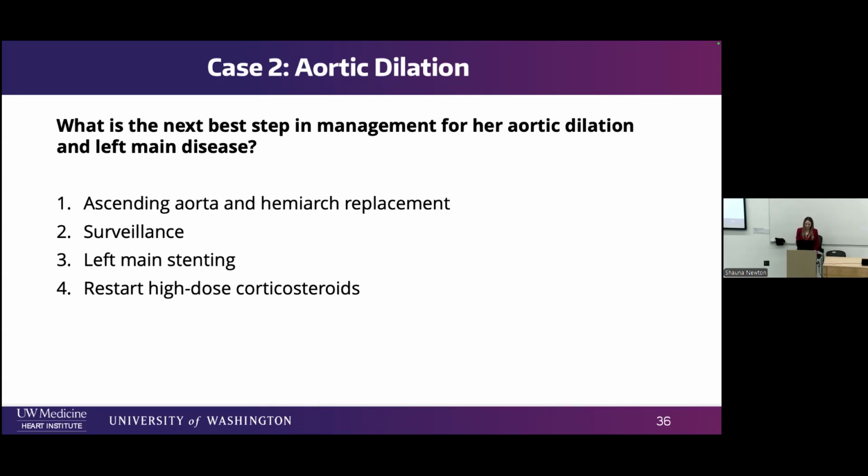So I'll go ahead and show the poll results. We have 33% of people saying that she should undergo surgery, get an ascending aorta and hemiarch replacement. No one wants to do surveillance. 17% want to do some left main stenting, and 50% suggest that we just restart her high-dose corticosteroids.